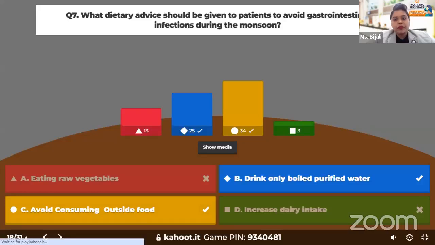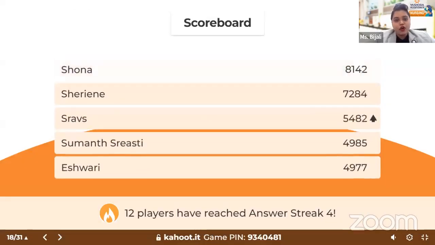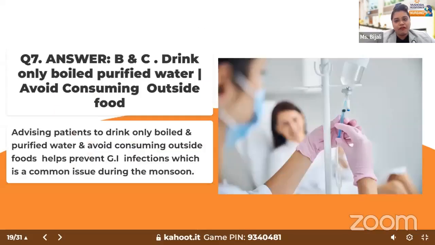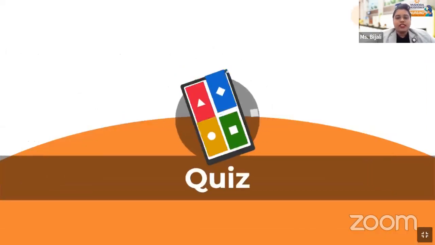Okay, now let's see the scoreboard. So Shona has come up, it's great going, keep it up. And then Sherin is next and Shravs is third. So you'll be doing great things, keep up the effort. Next, we have the rationale here: advising patients to drink only boiled and purified water and avoid consuming outside food helps prevent GI tract infections, which is a common issue during the monsoon. So next, see the other one.